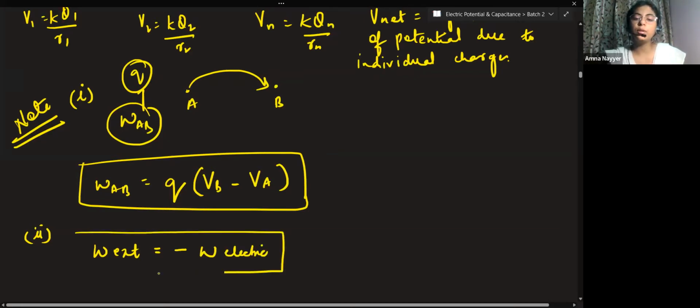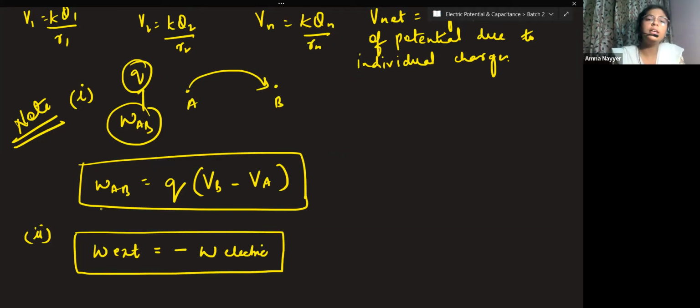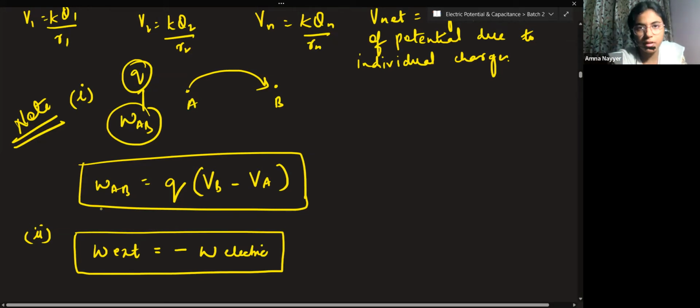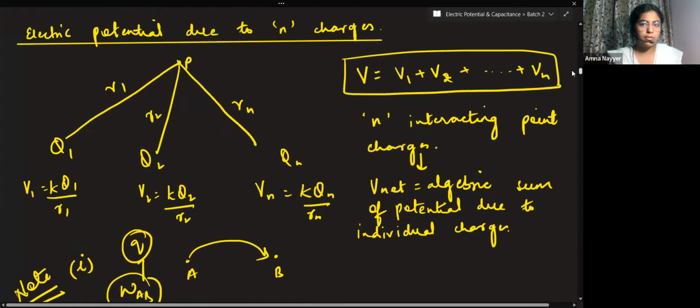So if you get a question where you have to find the work done by the electric field, then answer it the way you have been doing, and just add a minus sign to represent that it's the work done by the electric field. And if you are given the value of work done by the electric field, then simply put a negative sign and get the value. Okay, so note it down. I'm giving you questions as well. We'll practice at least 2 to 3 questions today.